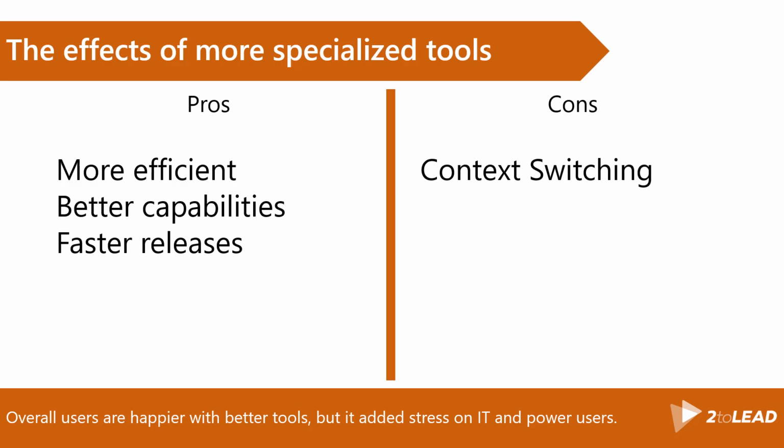The cons being lots of context switching, because you have one tool to do one thing, another tool to do another thing, a third tool to do a third thing. Users keep switching tabs or tools all the time and all day long, and that can bring inefficiencies as well as stress to the end users, right? It also brings licensing complexity.